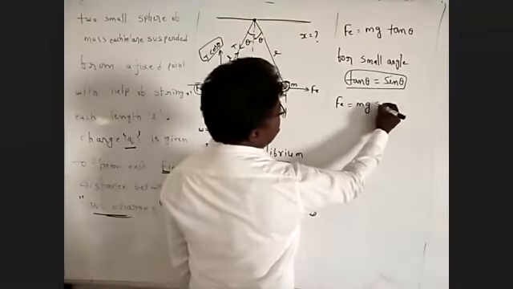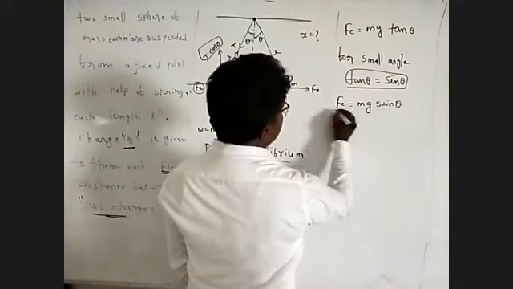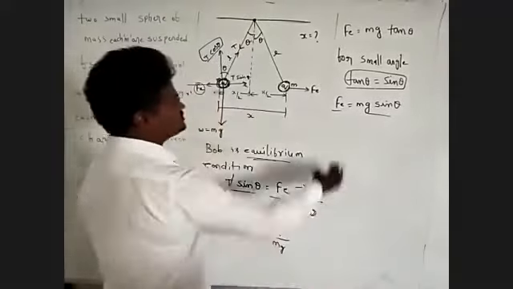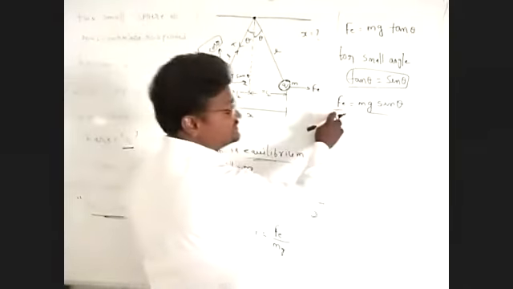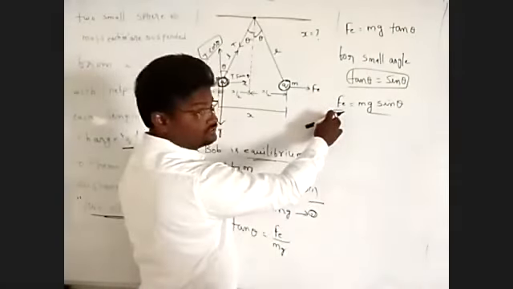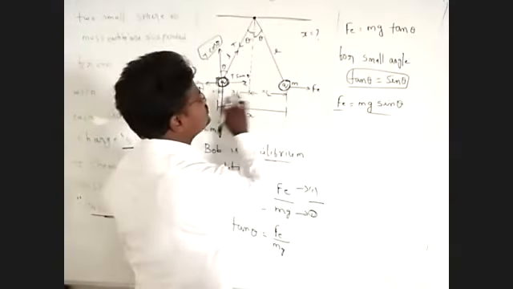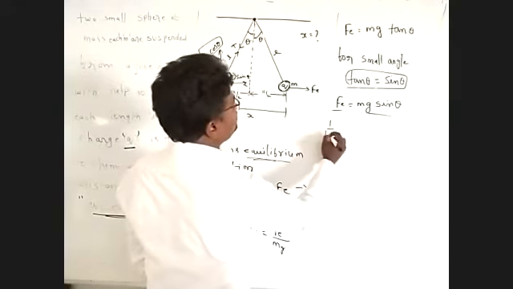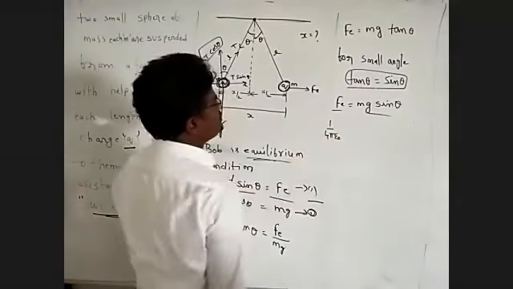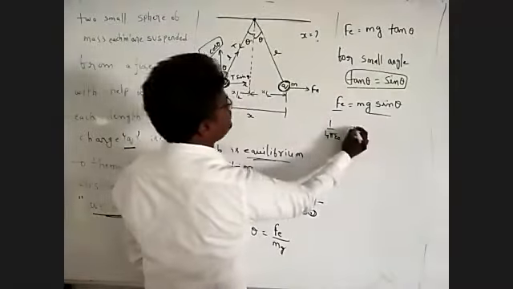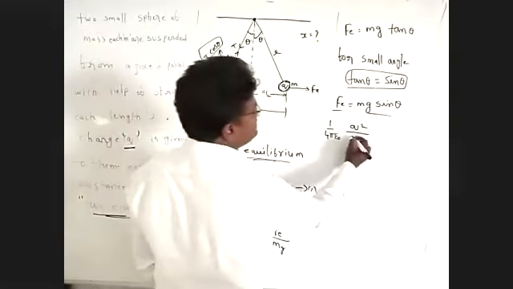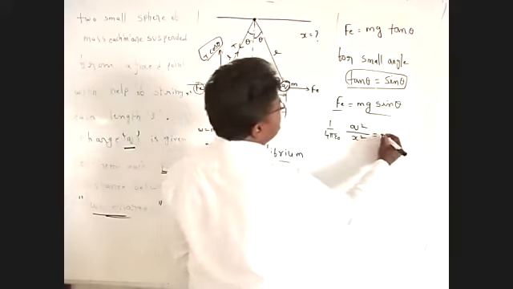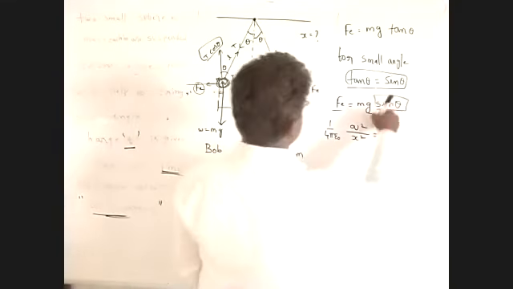Now you can write here Fc and mg sin theta. Fc means electrostatic force between the two charges, which is 1 by 4 pi epsilon naught, medium between the two charges, q into q, that is q square, over the distance between the two charges x square, equal to mg sin theta.